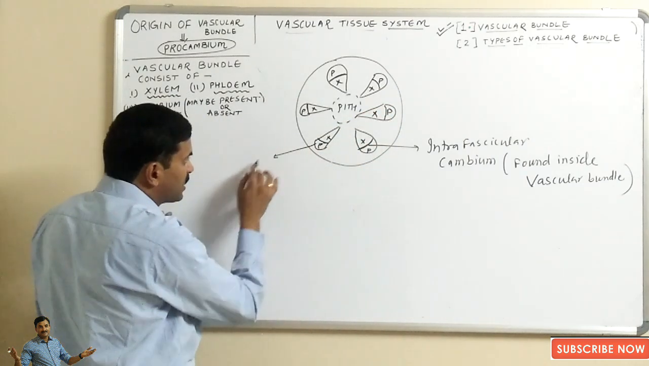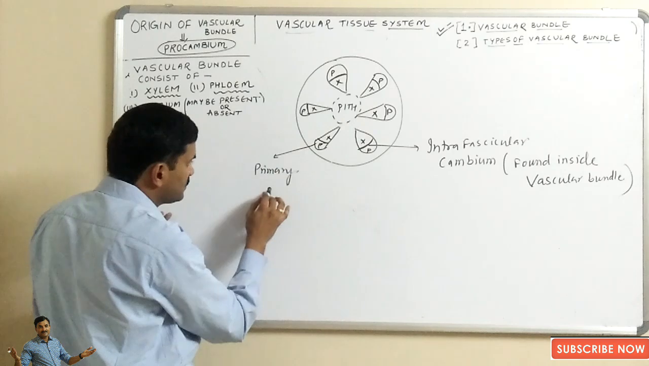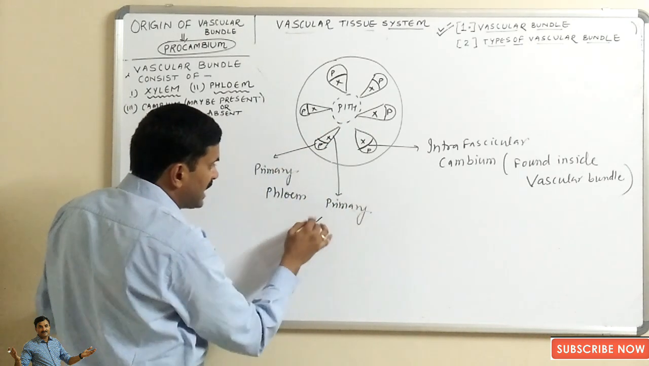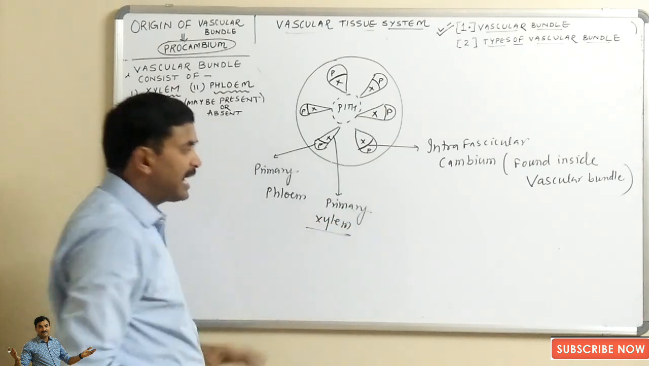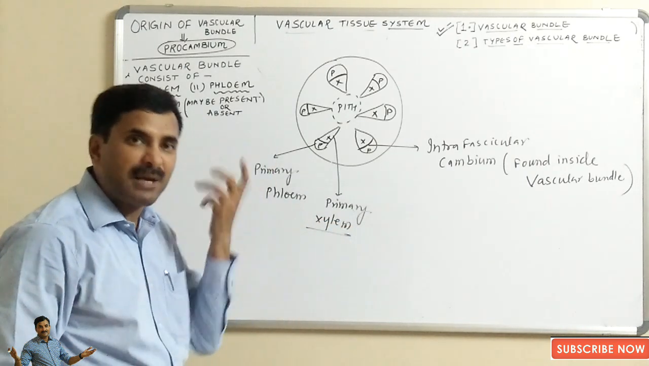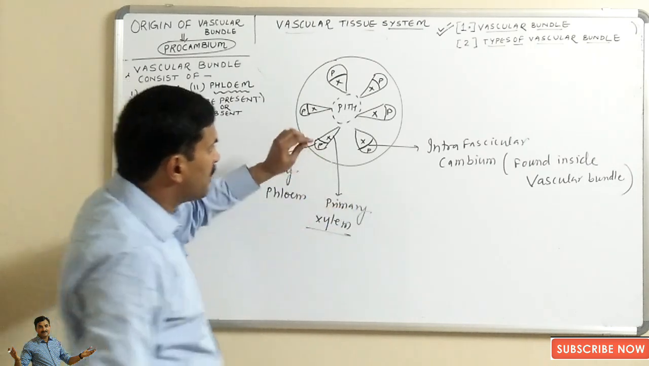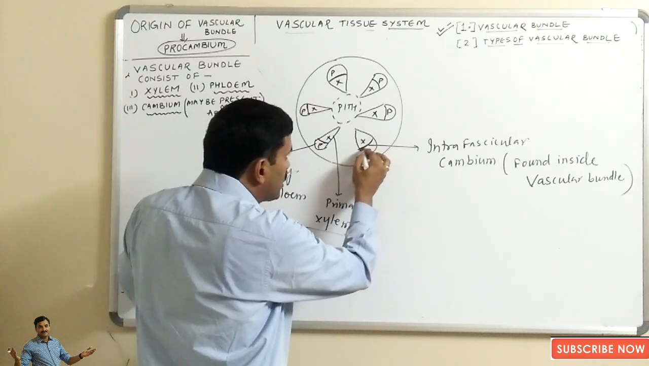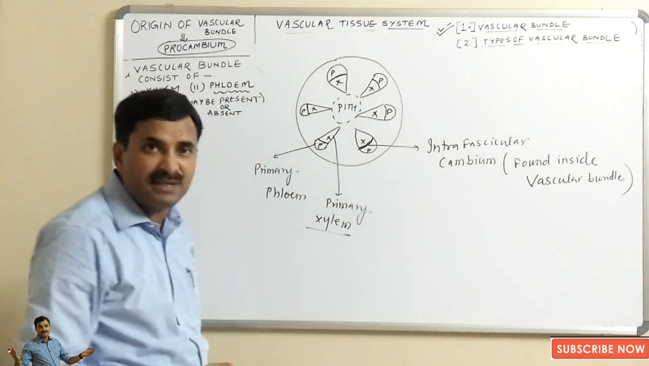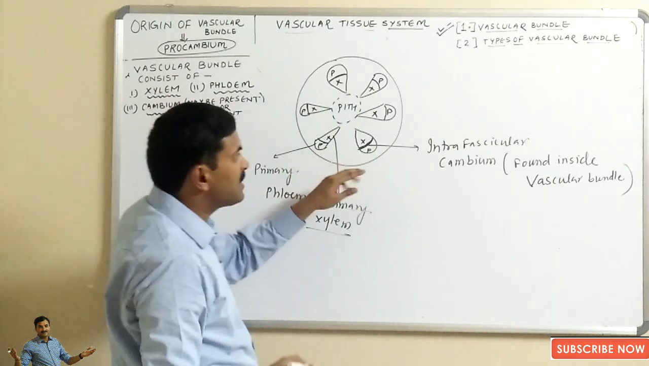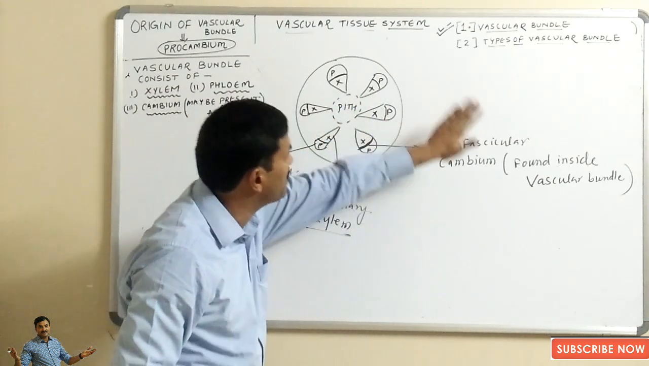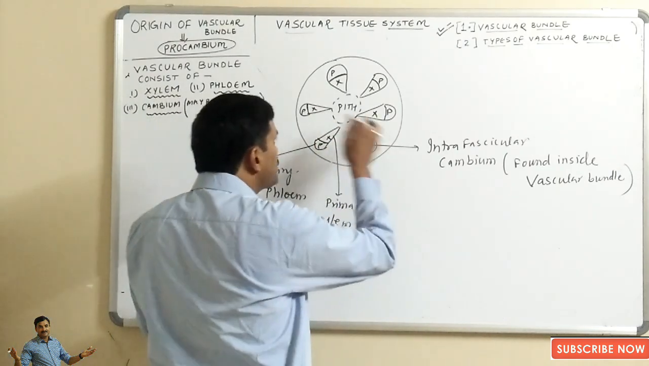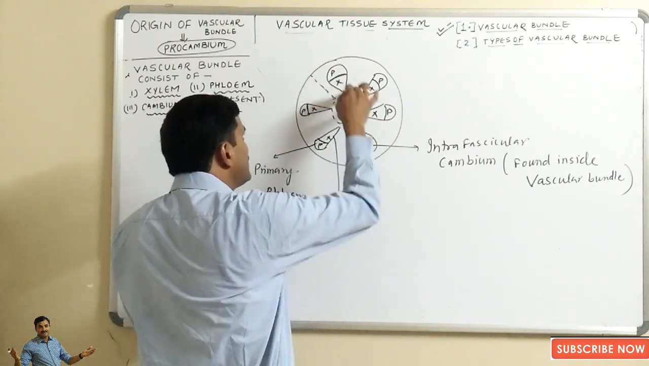Okay, now this is what? Primary phloem, and this is primary xylem. As we know very well that primary phloem and primary xylem are formed during the primary growth in the plants by the procambium. But what happens that in between in the vascular bundle, what is present? Intrafascicular cambium is present. When this intrafascicular cambium will divide, outside it will be forming the secondary phloem, and inside it will be forming what? The secondary xylem.